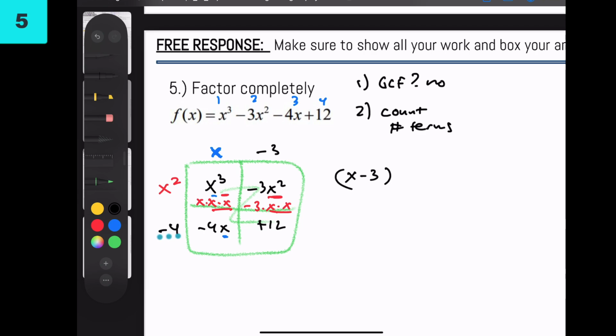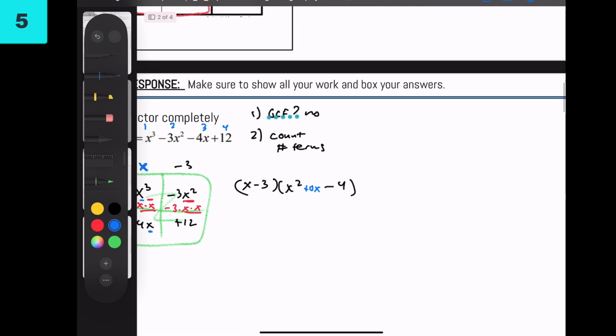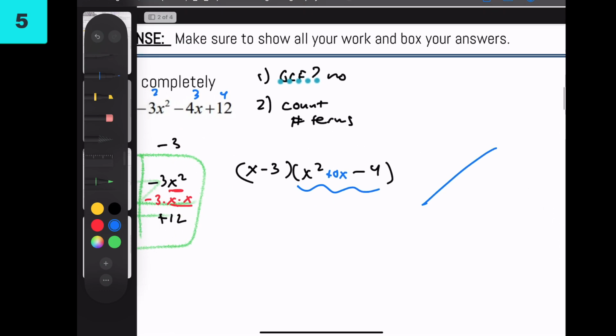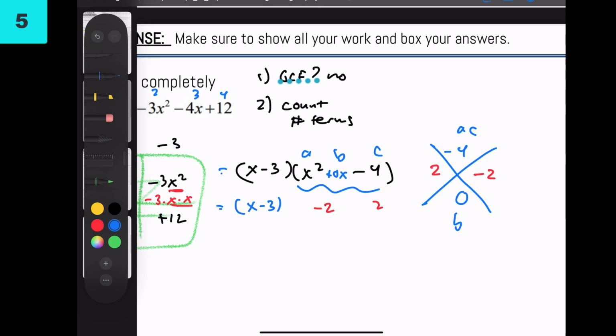x minus 3, x squared minus 4. There you're going to add a 0x. And then over here, you can probably factor this one again. A, B, C. A times C is negative 4. My B value is 0. My two numbers are going to be 2 and negative 2. So x minus 3, x minus 2, x plus 2. And that would be my answer.